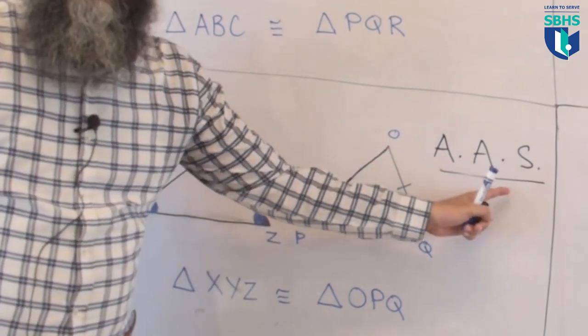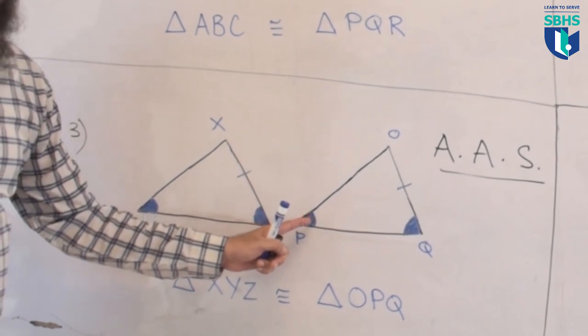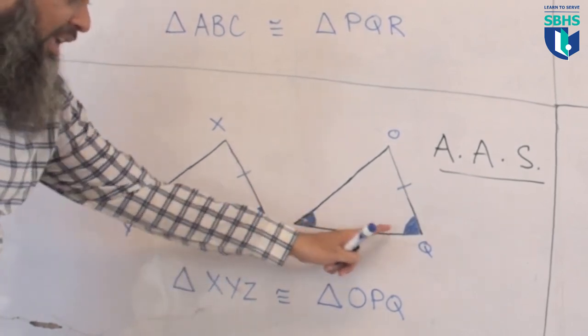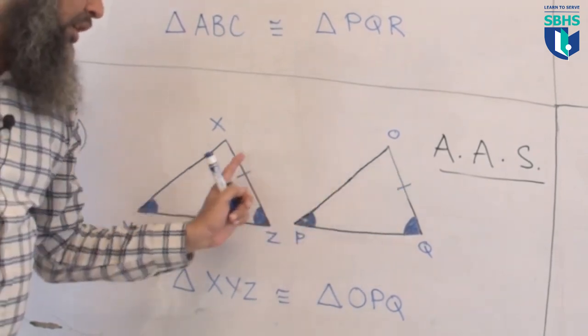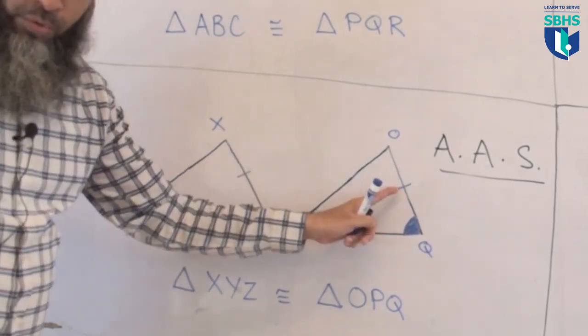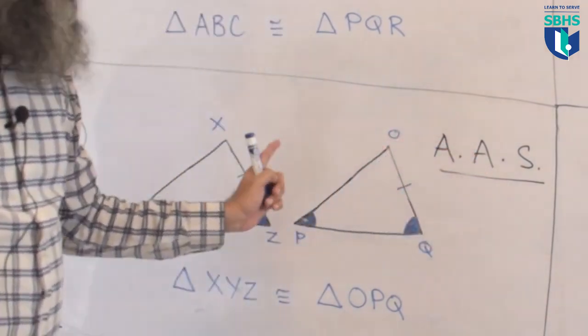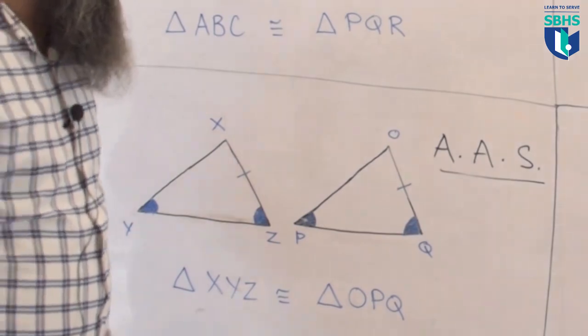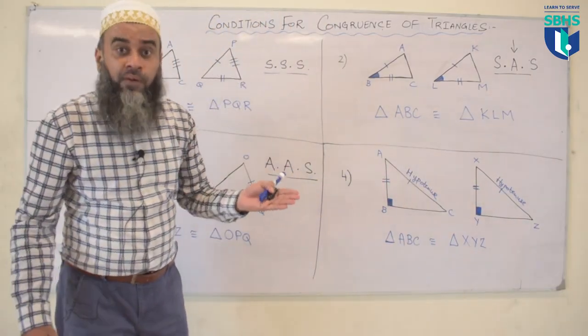Angle angle side. Two pairs of corresponding angles in the triangles are congruent, and a corresponding side is also congruent. So this theorem arises when this condition is obeyed. Okay, so this is the third condition. And now let's move towards our final condition.